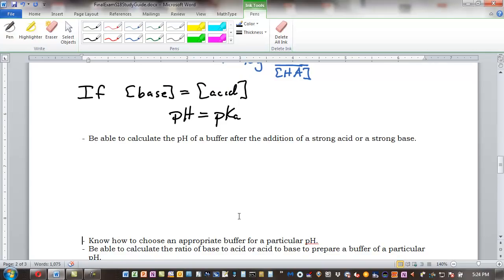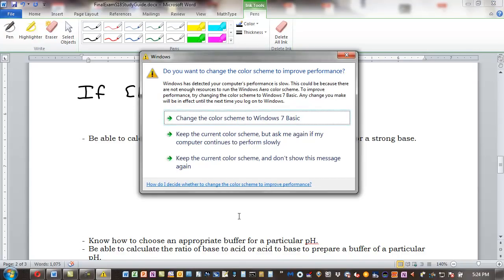All right, be able to calculate the pH of a buffer after the addition of a strong acid or strong base to the buffer.